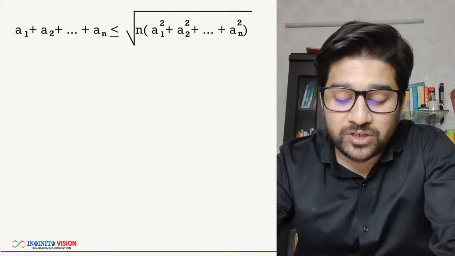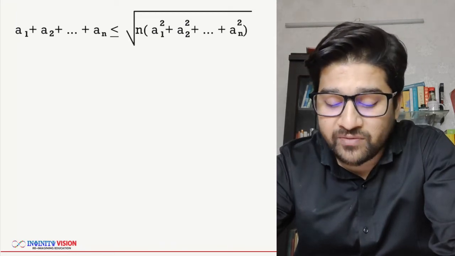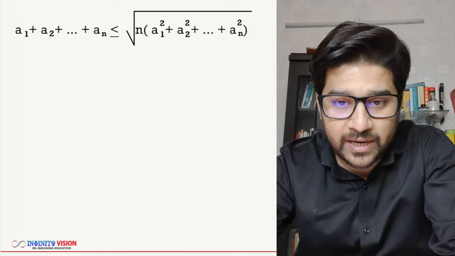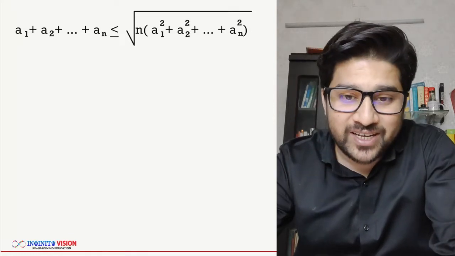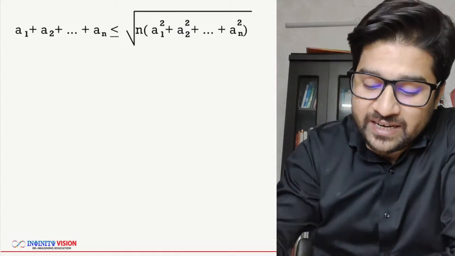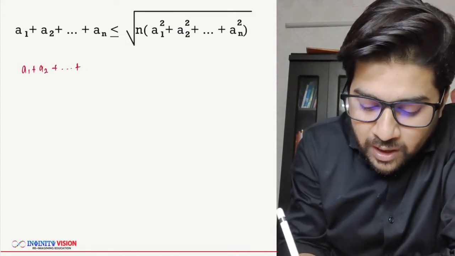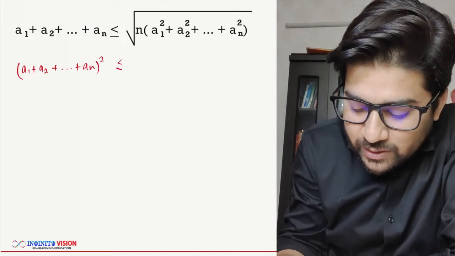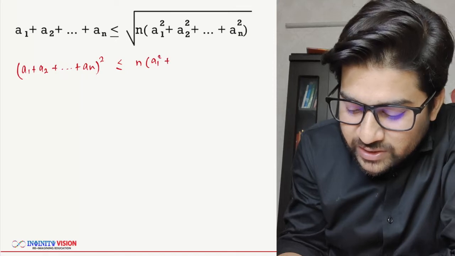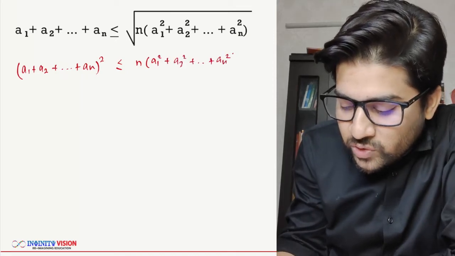So let's say it's a positive term. What we can do is square both sides because both are positive, and when both the sides are positive and we square, there is no change in inequality. So I can rewrite the whole setup as a1 plus a2 up to an whole square is less than equal to n into a1 square plus a2 square plus up to an square.